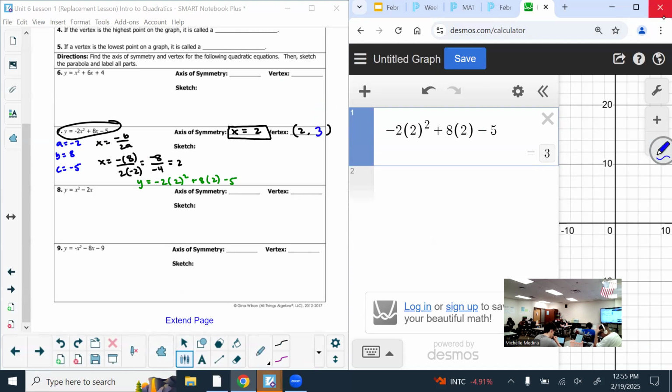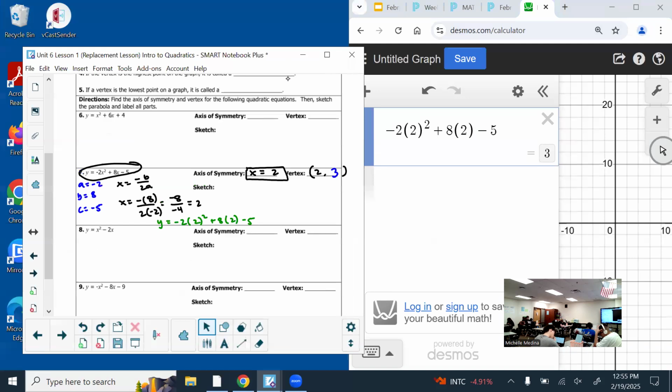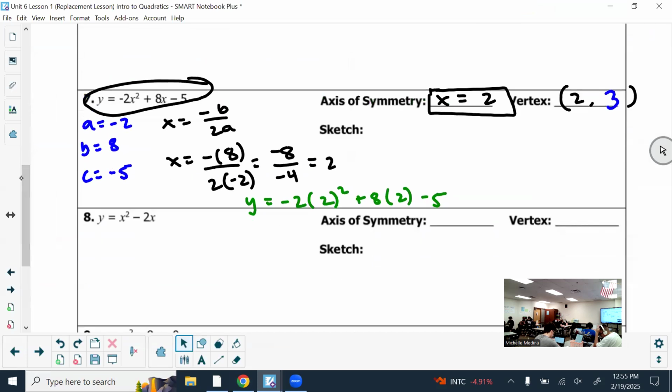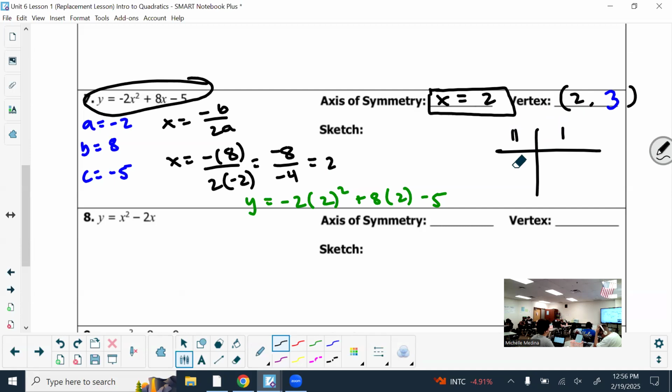Now for the sketch, yes, you could also type it into Desmos and jot down what you see. But what I would really like is that you knew based on the vertex what quadrant it goes in. So which quadrant does 2, 3 go in? We have quadrant 1, 2, 3, and 4. So 2, 3 goes in which quadrant? Okay, good. It'd probably be around here.